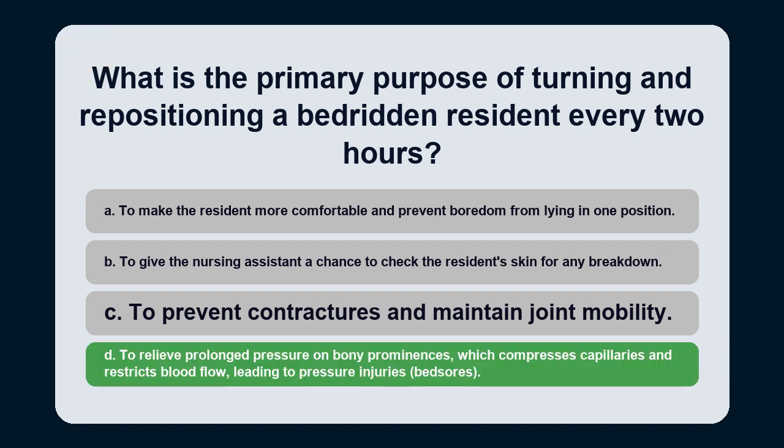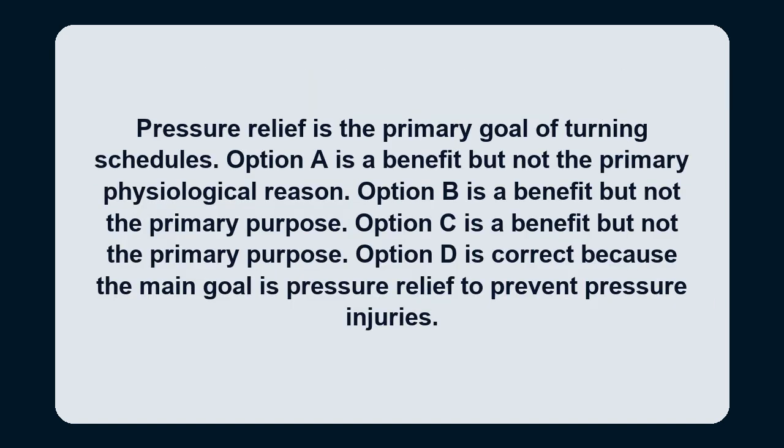The answer is D. Pressure relief is the primary goal of turning schedules. Option A is a benefit, but not the primary physiological reason. Option B is a benefit, but not the primary purpose. Option C is a benefit, but not the primary purpose. Option D is correct because the main goal is pressure relief to prevent pressure injuries.